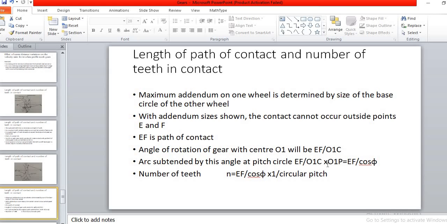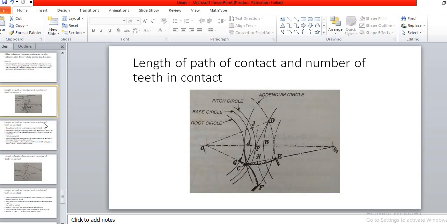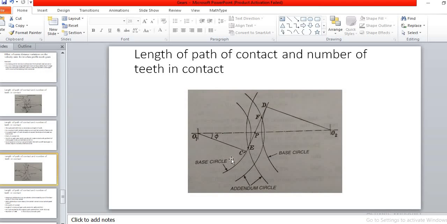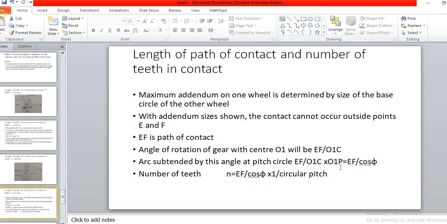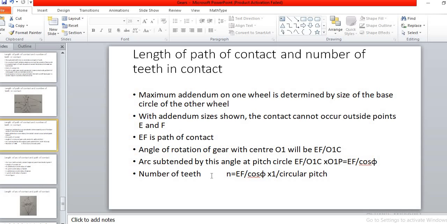Now O1P divided by O1C is nothing but 1 upon cos phi. That is written here, 1 upon cos phi. Then the number of teeth we can find out as the arc EF cos phi into 1 upon circular pitch. This is the number of teeth. So for the arc of contact, the arc subtended by this angle, and the number of teeth we can calculate accordingly.